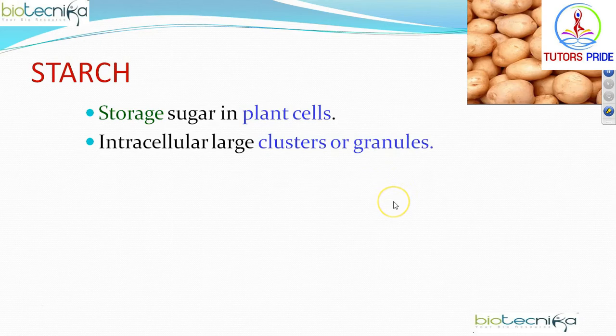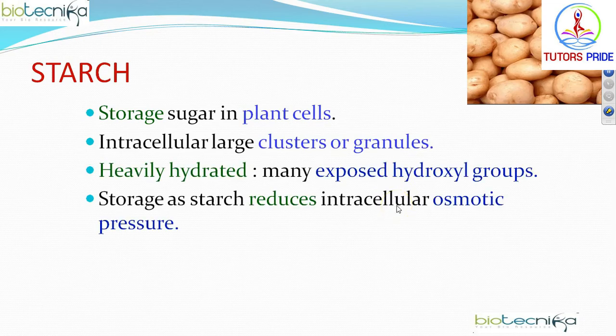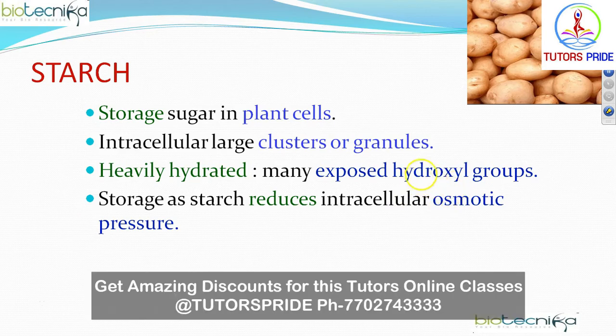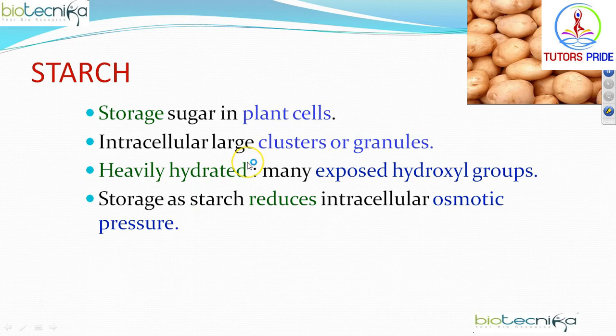Now we'll see about homopolysaccharides. One of the important homopolysaccharides is starch. So what is starch? This is the storage sugar in plant cells. In plant cells, the carbohydrate is stored in the form of starch, a homopolysaccharide. It forms intracellular large clusters of granules. These are heavily hydrated, with many exposed hydroxyl groups. And storage as starch reduces intracellular osmotic pressure.